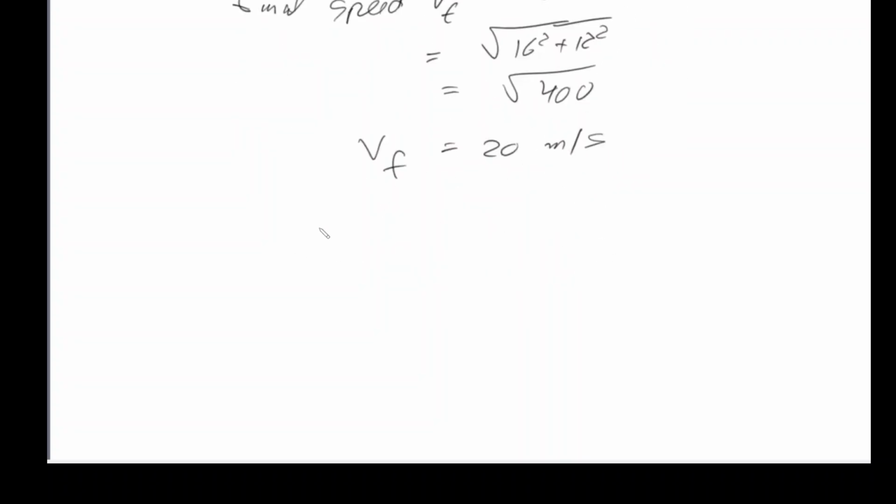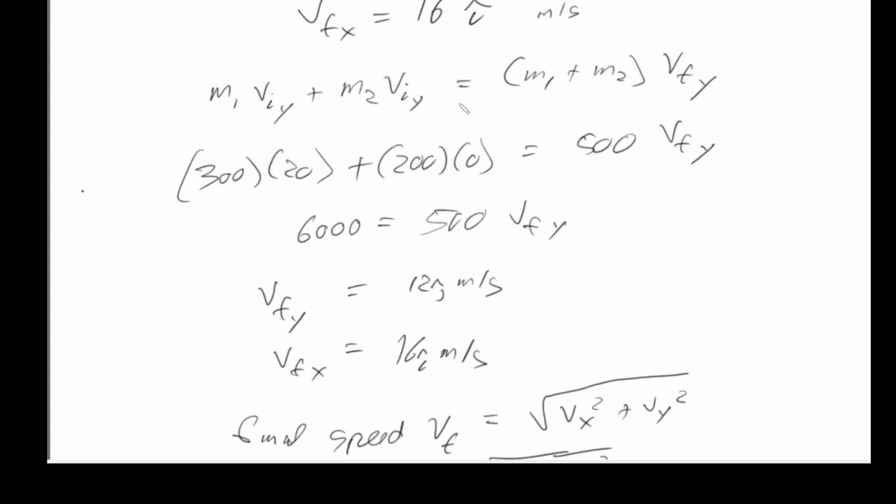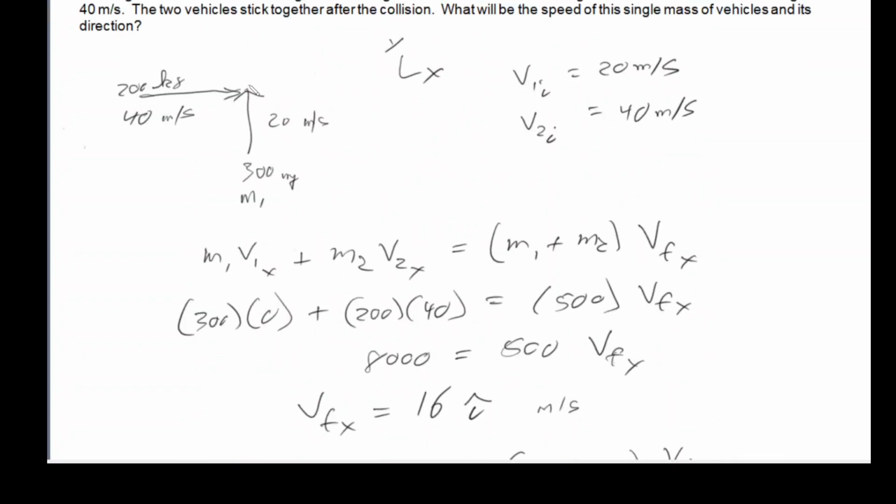And if we want to know what direction, well, we know that the tan of that angle will be vy over vx, which is equal to 12 over 16, which is equal to 0.75, or the arctan of 0.75 is equal to 36.9 degrees. That is the direction this final velocity will take from this collision. So that would be 36.9 degrees.